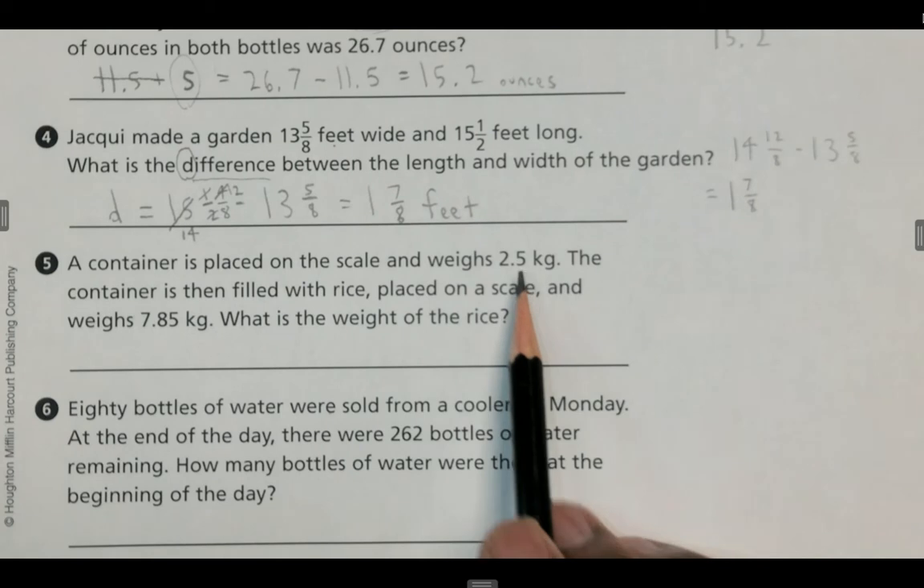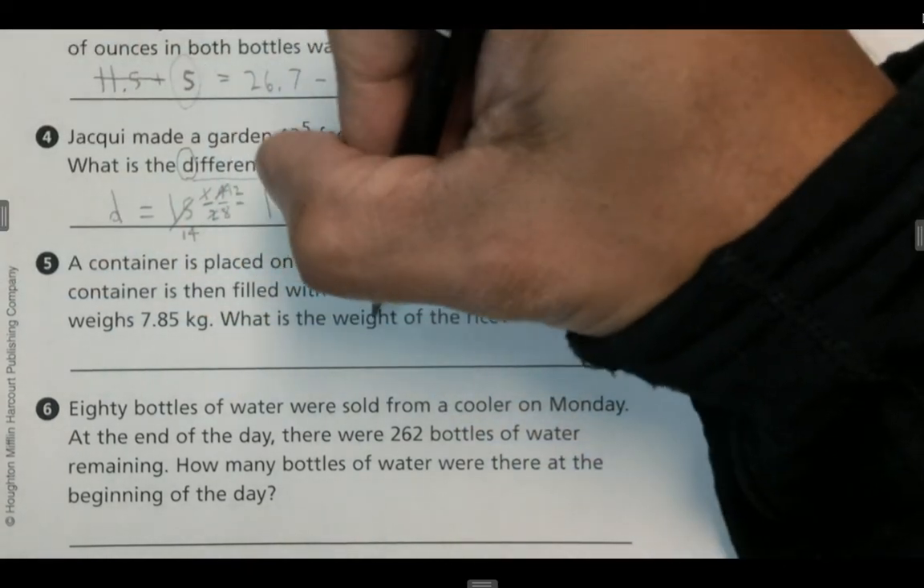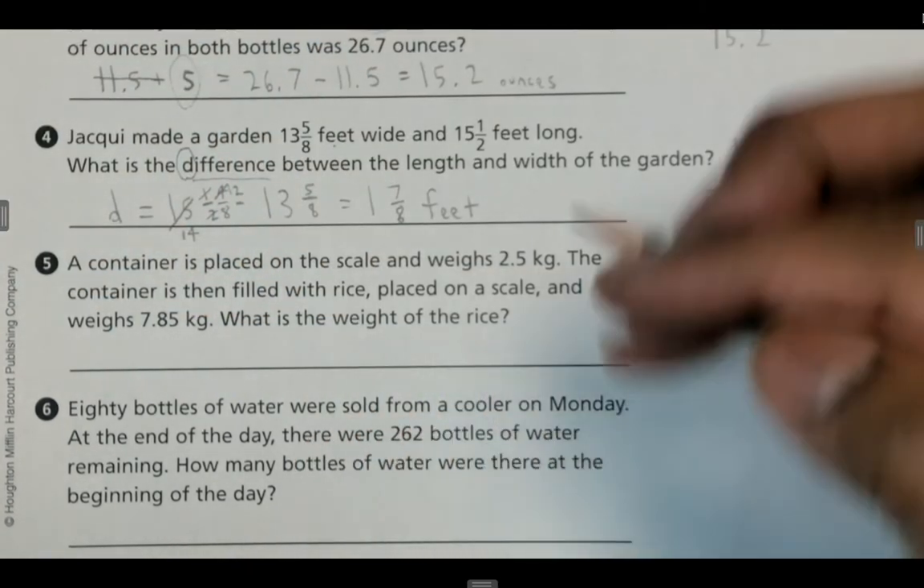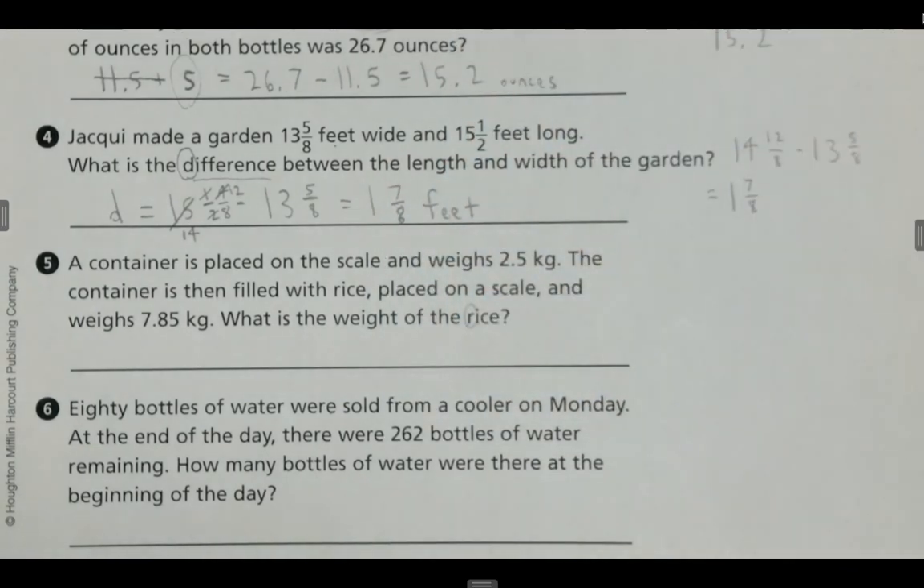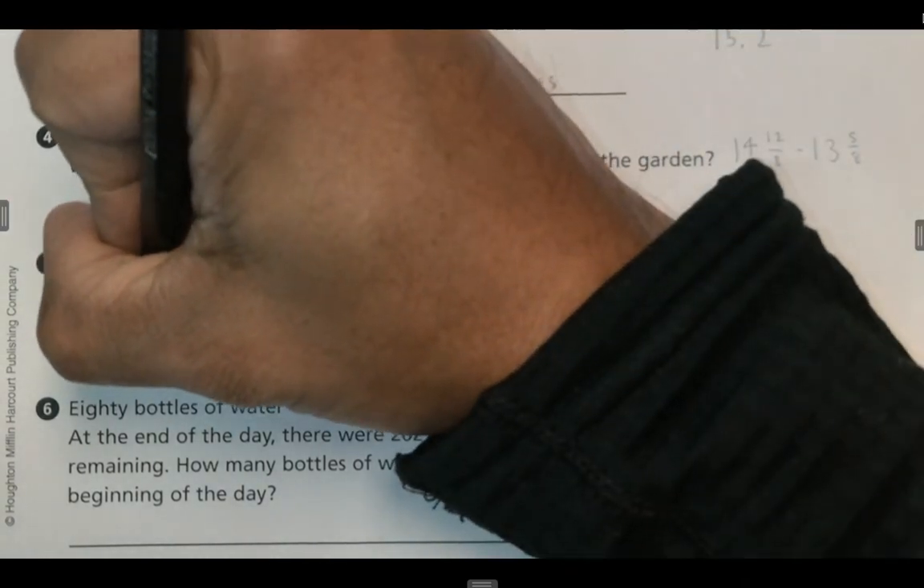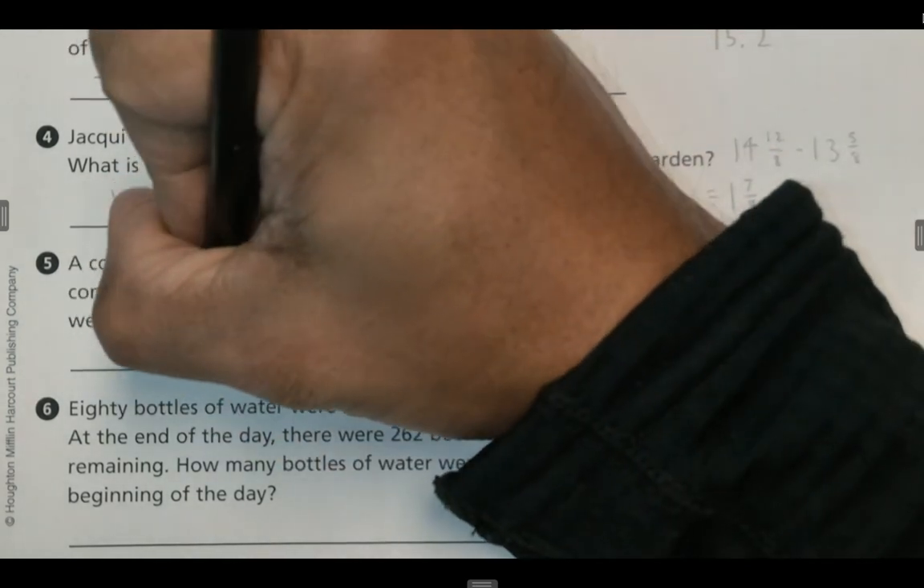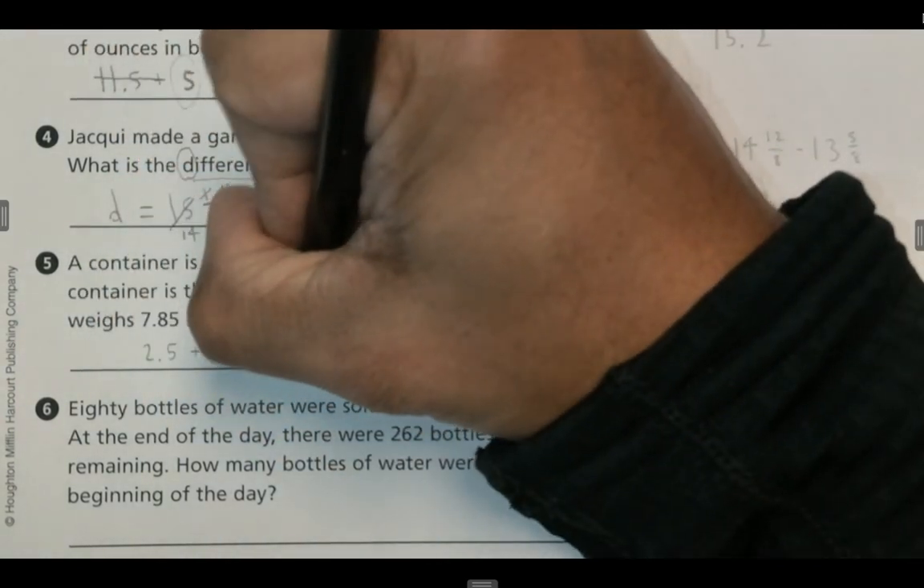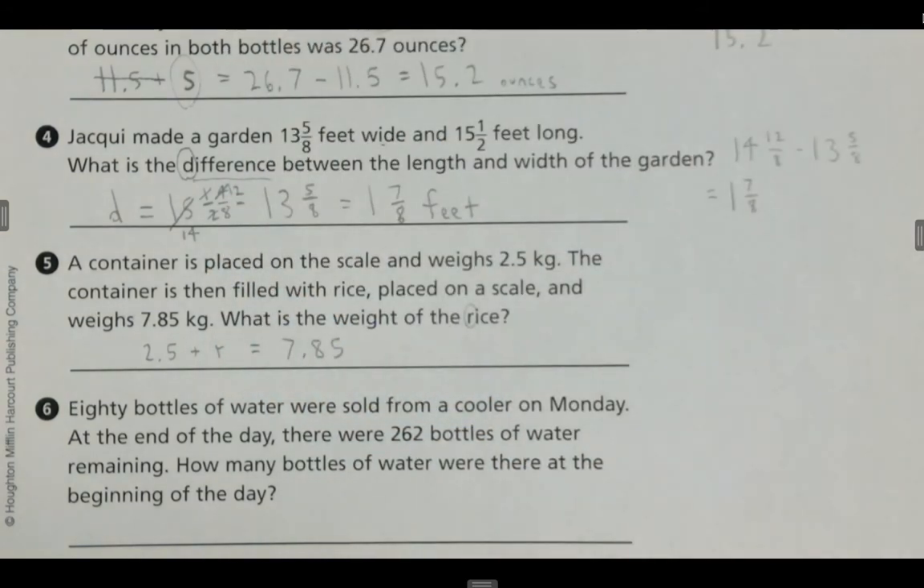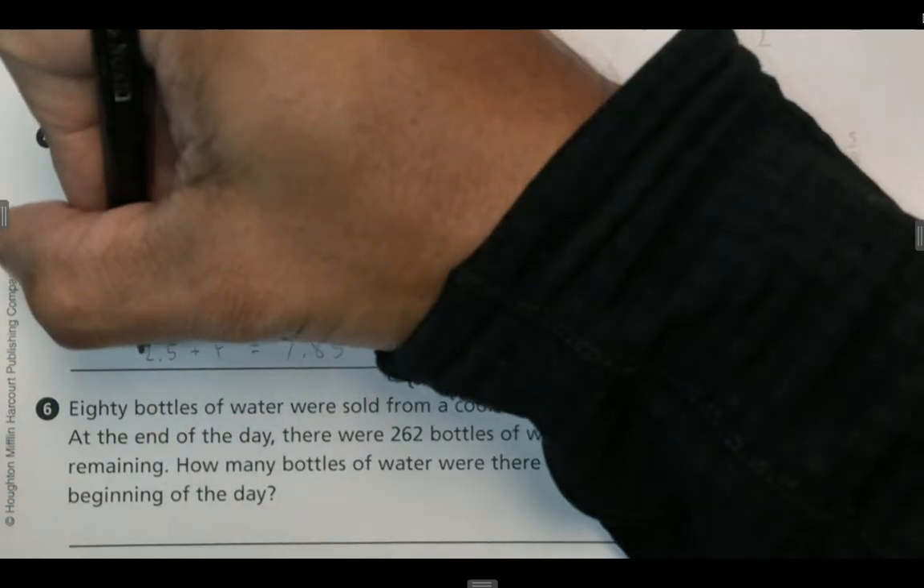I could use W for weight or R for rice as my variable. I'm going to use R. The weight of the empty container was 2 5/10 plus the weight of the rice altogether is going to equal 7 85/100. This is what I'm trying to solve for. How can I get this to be on its own? Well, I've got to get rid of this 2 5/10. If I subtract that out from this side, I've got to subtract that out from this side to balance out the equation.